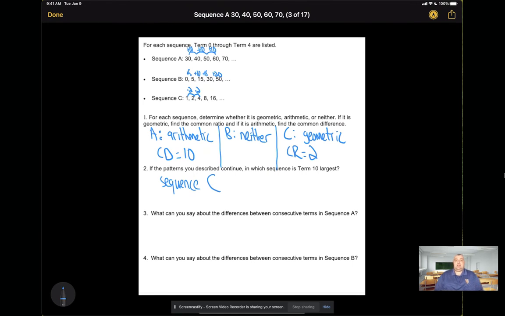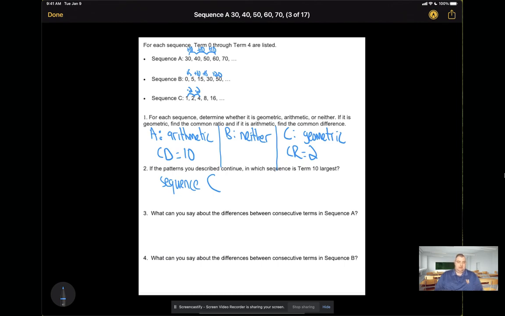And that is because it's geometric. Anytime you have a list of sequences and you want to know which one is increasing at the fastest rate, it's always going to be the geometric sequence. And it's because it's exponential in nature. So that's number 2.